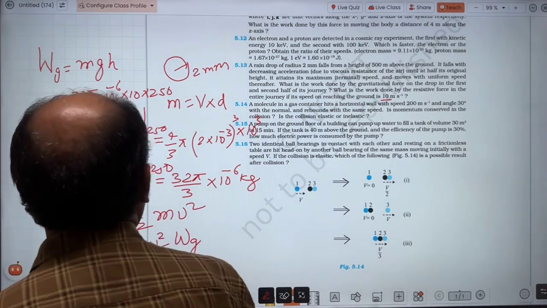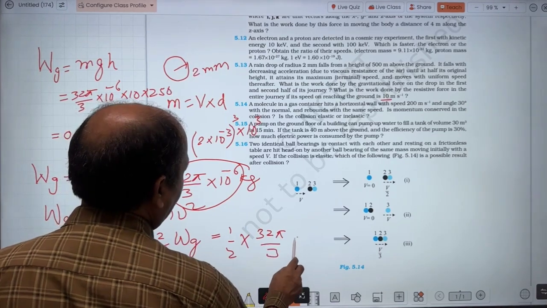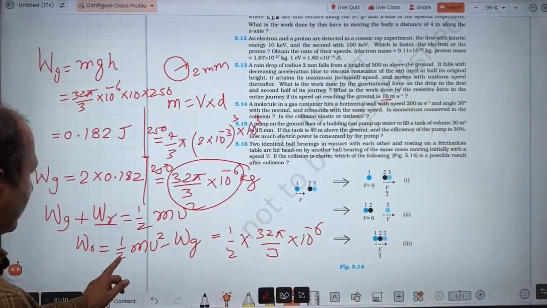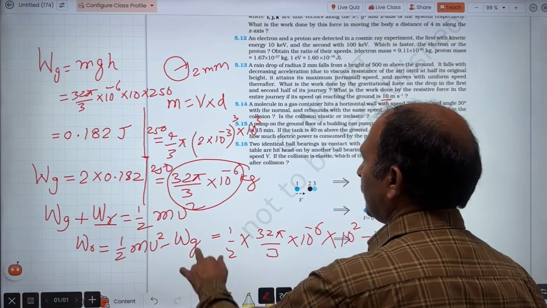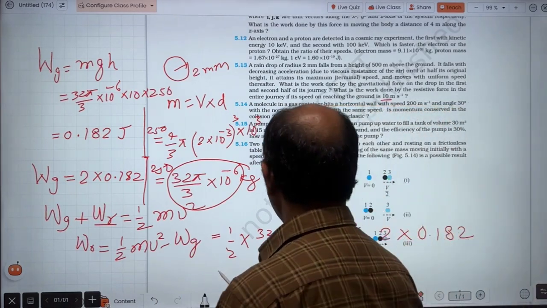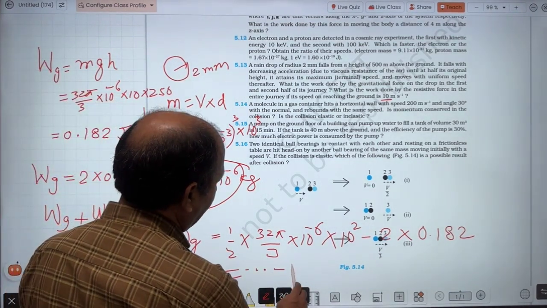We can put the values here. Mass we have calculated this much: 1 by 2 into 32 pi divided by 3 into 10 power minus 6, into velocity square. So square the velocity, 10 square, minus work done by gravitational force, so twice of 0.182. Now the evaluation is left to you. Just try for 1 minute, then I will tell. After doing, you will get this value, negative.